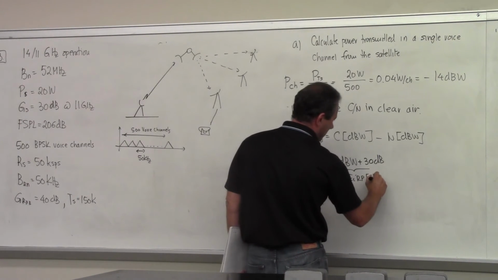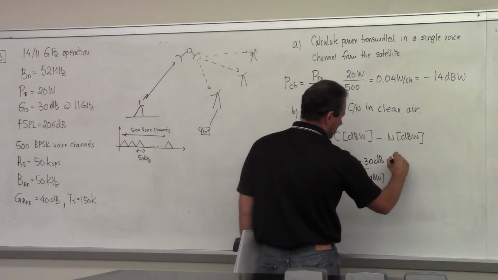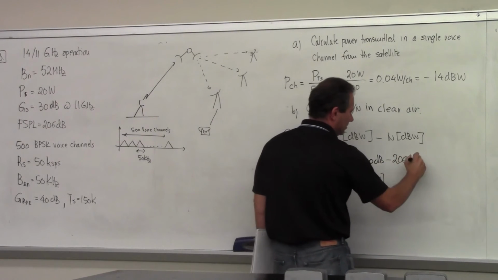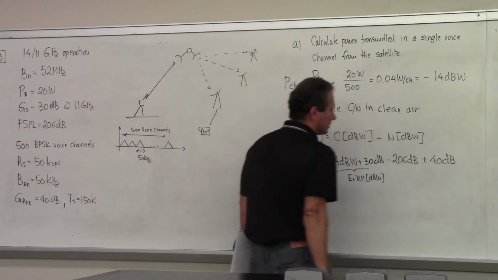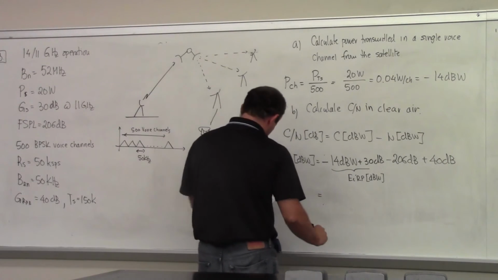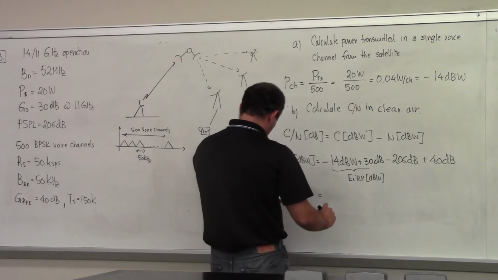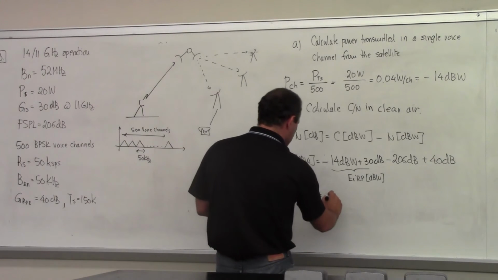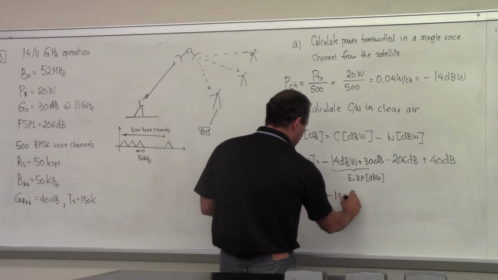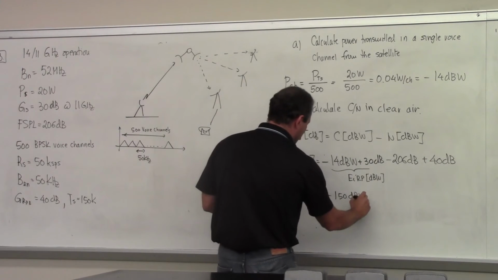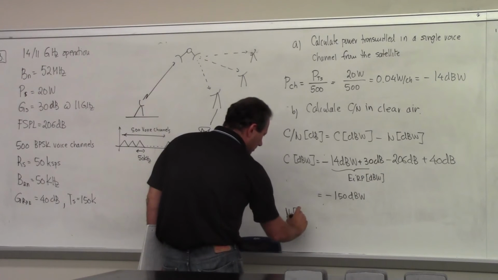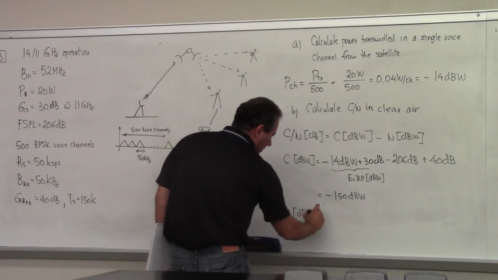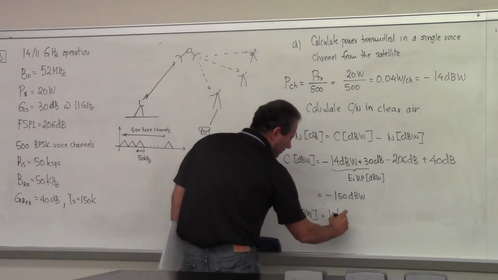in dBW, minus free space path loss of 206 dB, and then plus 40 dB of the earth station antenna. So when you calculate this, this gives you minus 150 dBW.